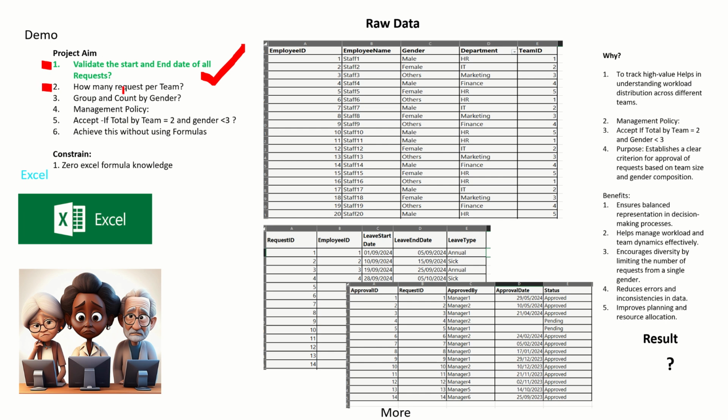Project 2, the senior managers want us to provide a fast, easy, simple, reusable script where, in Excel without formulas, they can see at a snapshot how many requests per team. Alright, let's go and solve this. So how do we do this?